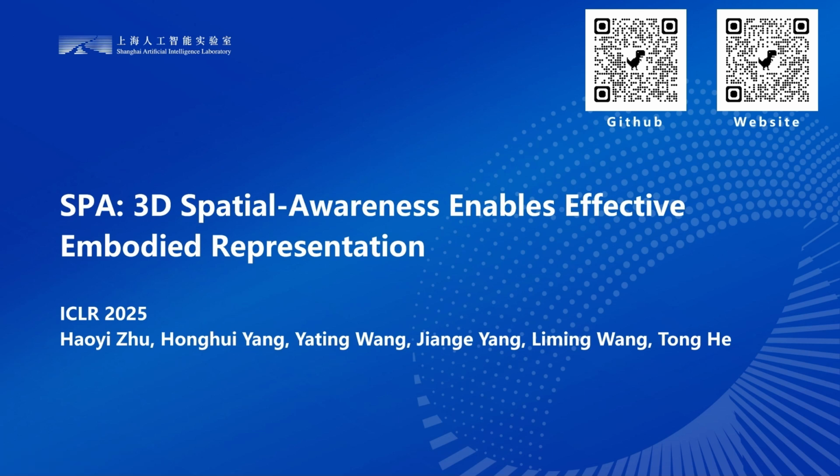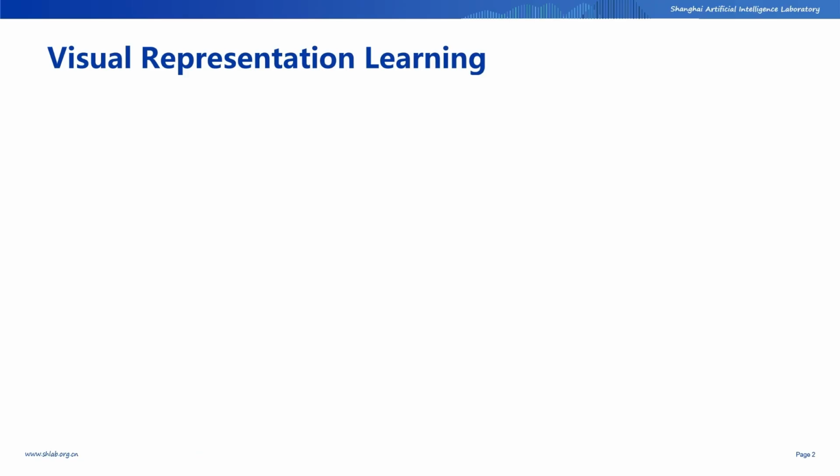Hello, it's a pleasure to present our ICLR 2025 paper, SPA: 3D Spatial Awareness Enables Effective Embodied Representation. In recent years, the research community has shown increasing interest in embodied AI, where agents must perceive, reason, and interact within complex 3D environments. Developing a general policy for such agents requires robust and generalizable representations.